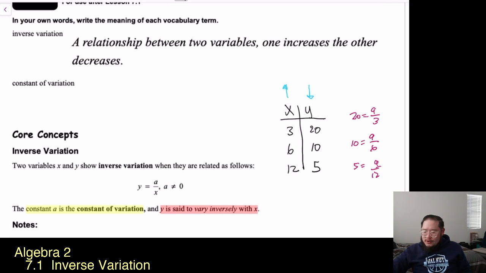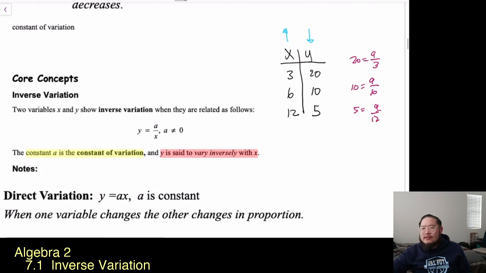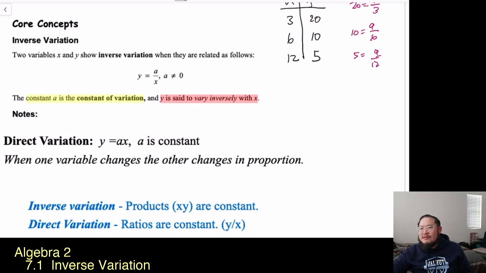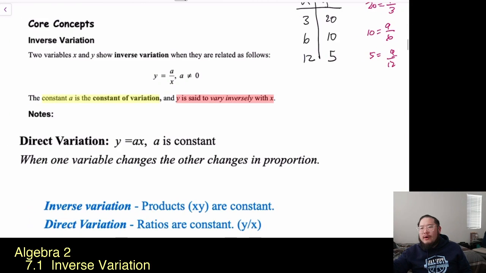So to take it one step further, let's take a look at this term of direct variation. Now, you don't really see direct variation here on this page. Well, that's why I have it typed out for you right here. So direct variation is when I take y and I set that equal to a times x. Okay, so it's a little different right here. y is equal to ax. a is constant. When one variable changes, the other one changes in proportion, and that's when we have direct variation. y is equal to a over x is inverse variation.